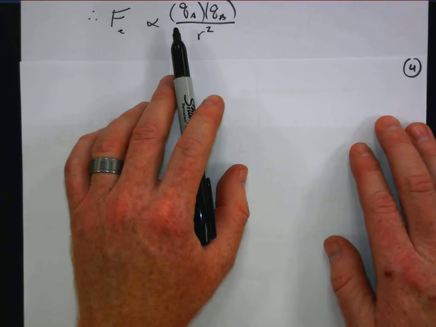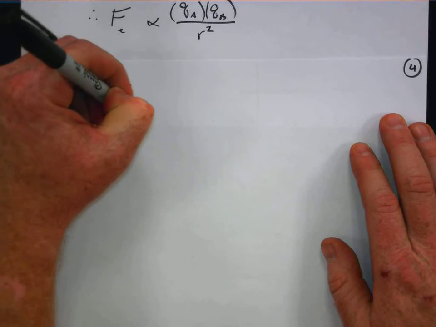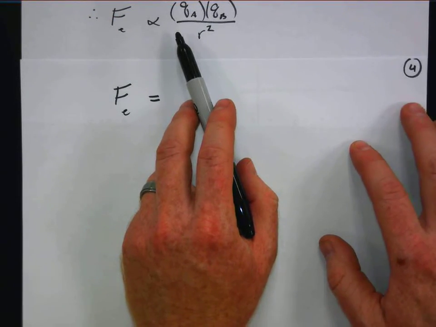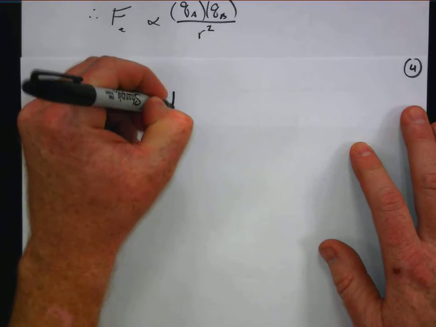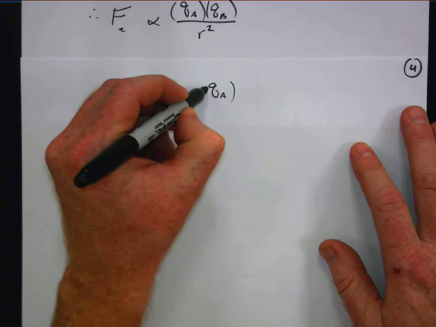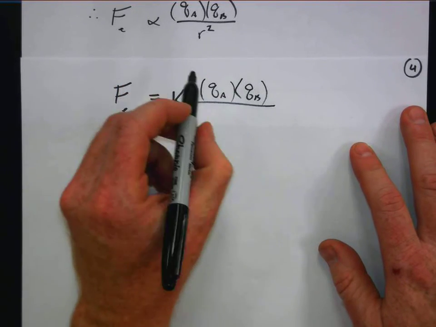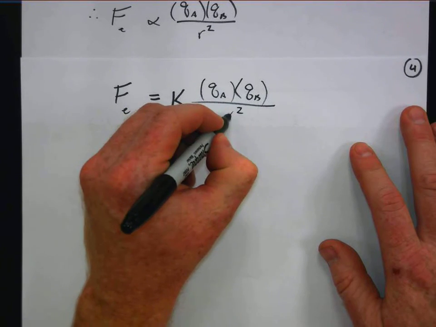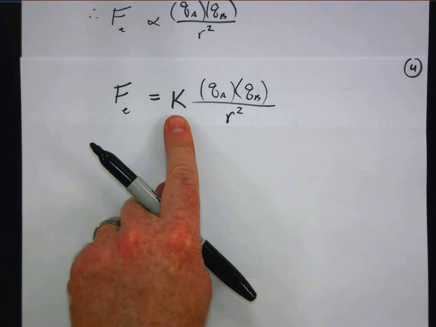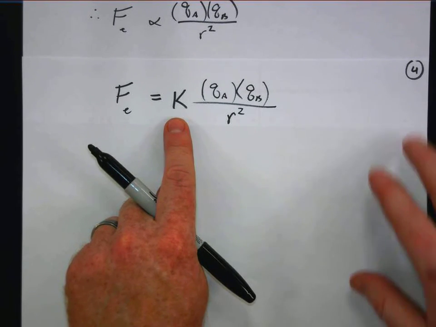Now, to make an equation and be able to write an equal sign there, there's going to have to be something else that goes in this equation. And at this moment, we'll just call it a constant, some constant k. And so we can write charge A, we can write charge B, and we can write r squared as the distance between them, right? But this constant, Coulomb did a whole bunch of work to figure out what this constant looks like.